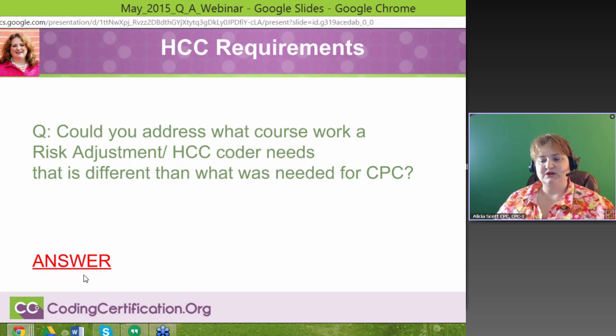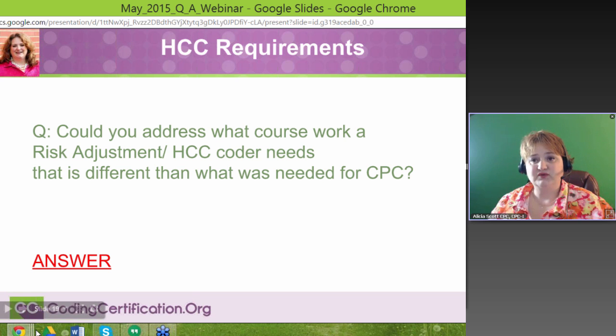Could you address what coursework a risk adjustment HCC coder needs that is different than what was needed for the CPC?